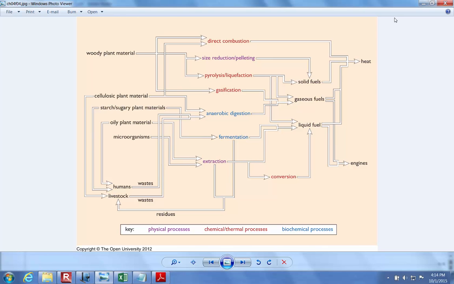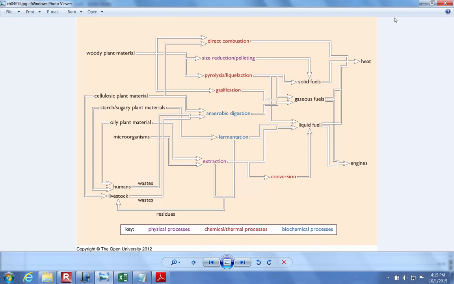The left hand black print listings are the sources. Okay, so you got woody plant material which can be processed via direct combustion. We all know that. We can burn it, make heat out of it. Of course, that heat could drive an engine. That heat could drive a turbine. It makes electricity. Heat our home.